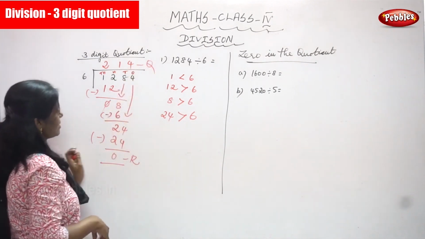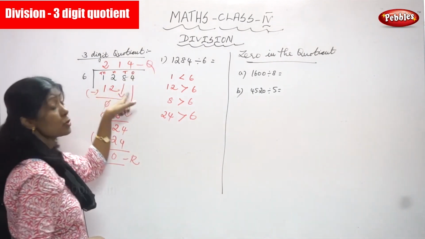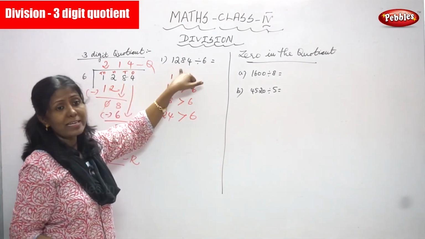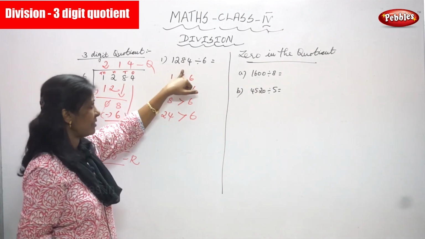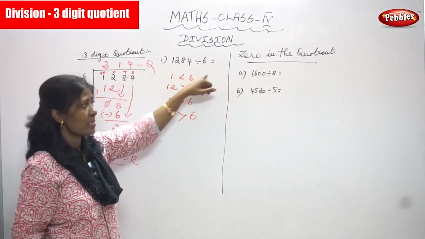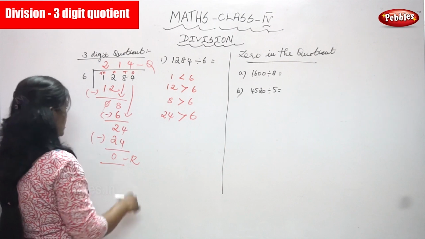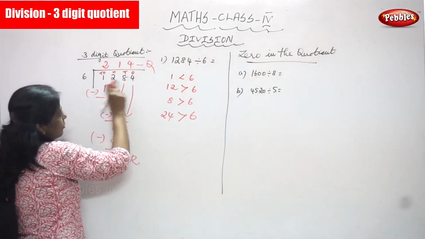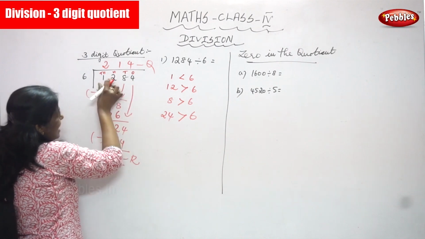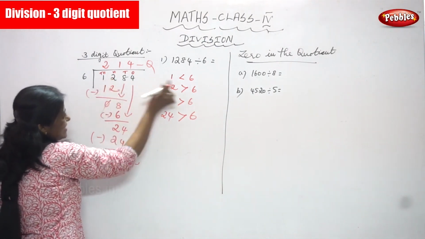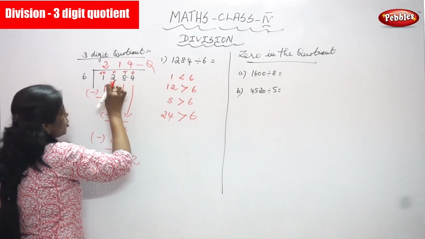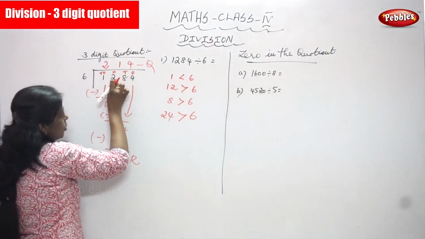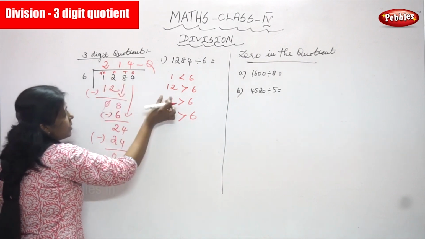I'll repeat the sum once again. 1284 divided by 6. 1284 is the dividend and 6 is the divisor. You have to write the place values on the top: thousands, hundreds, tens and ones. First start with the thousands. Compare 1 and 6. 1 is less than 6, so you have to take the next digit, the hundreds digit. 1 and 2 combine to make 12.